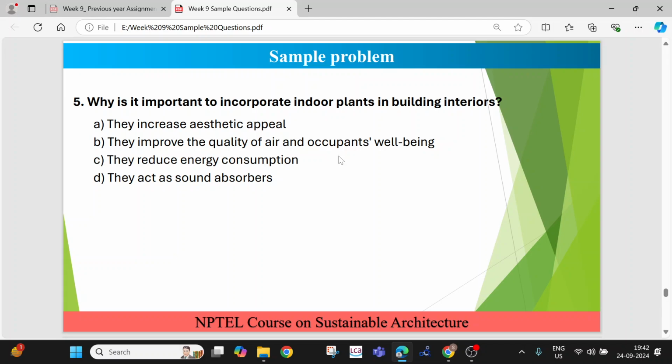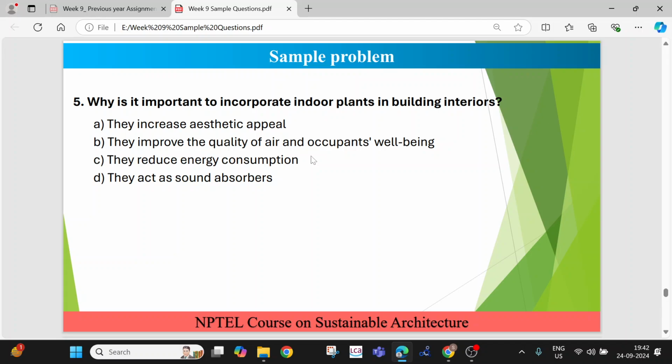We can also put show plants or plastic plants, or some other good ornaments or other things that can give you a good aesthetic appeal in the building, but it cannot improve the quality of air. Are you getting?